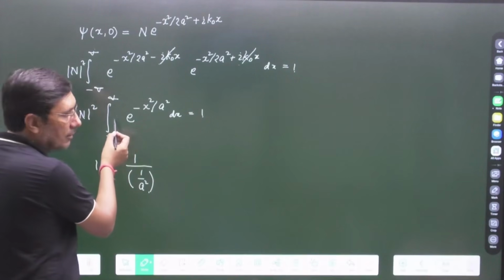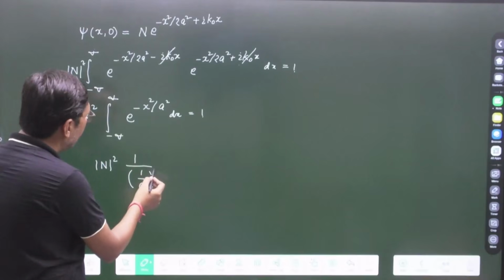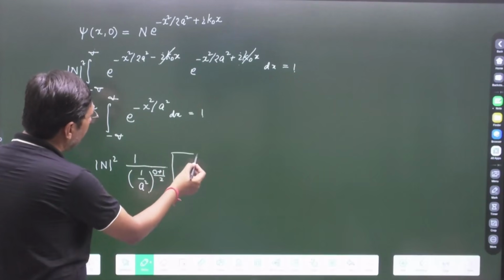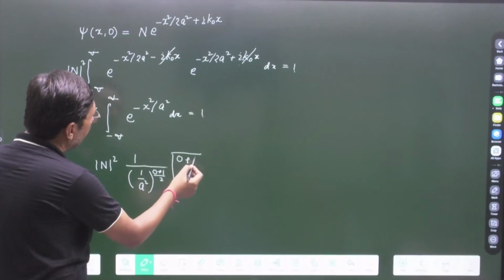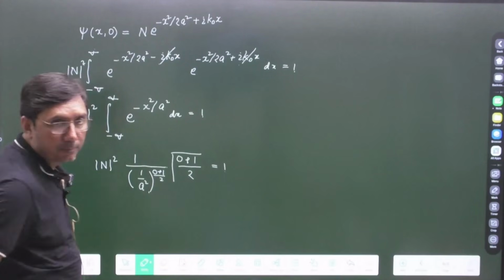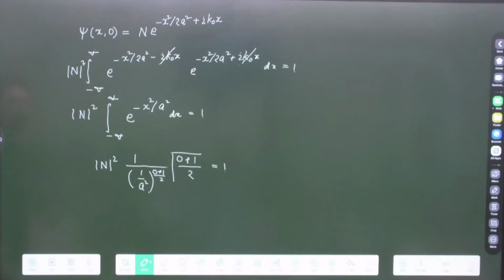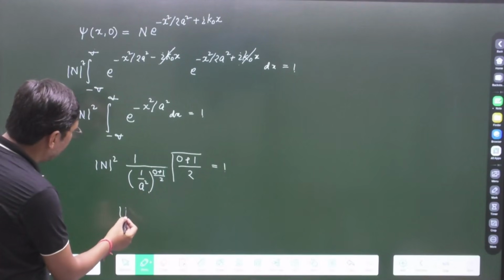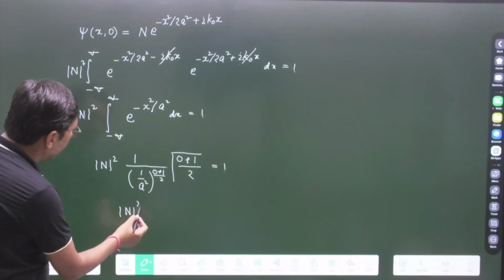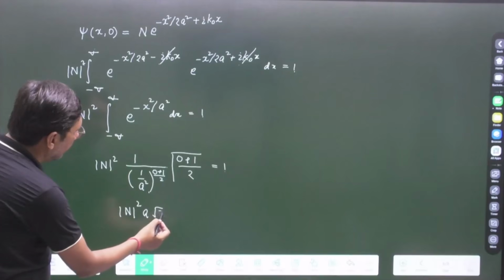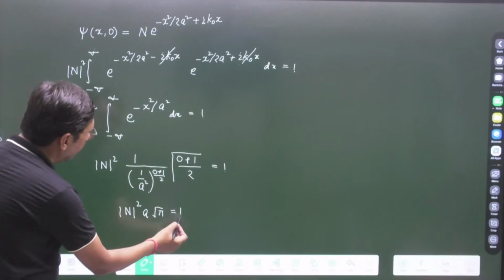कितना पावर है इधर? x to the power 0. So this will be 0 plus 1 by 2 and gamma 0 plus 1 by 2. This will be 1. ठीक है, so this is A only, so this will be n square, this will be A, this will be root pi, and this will be 1.